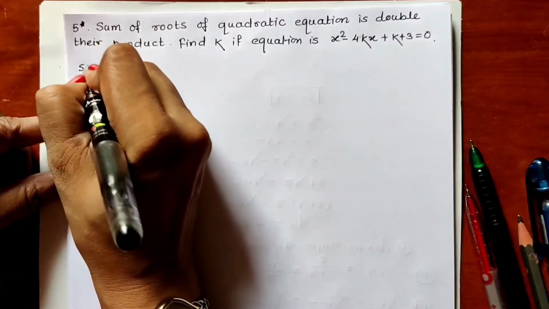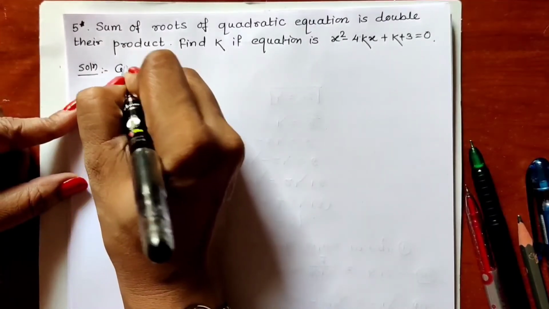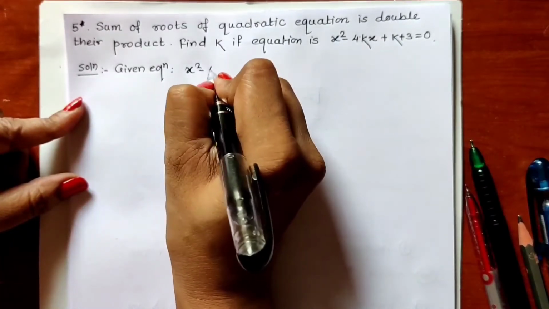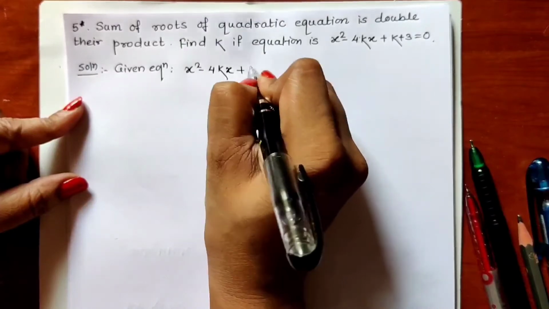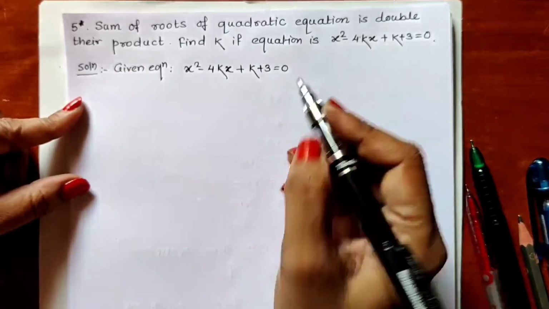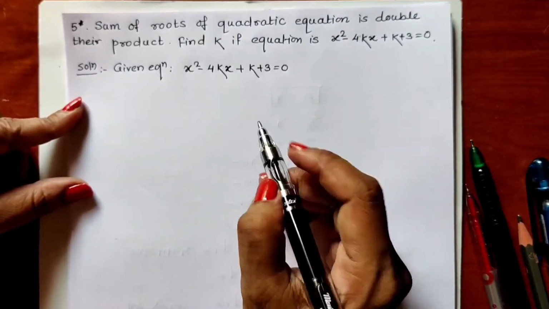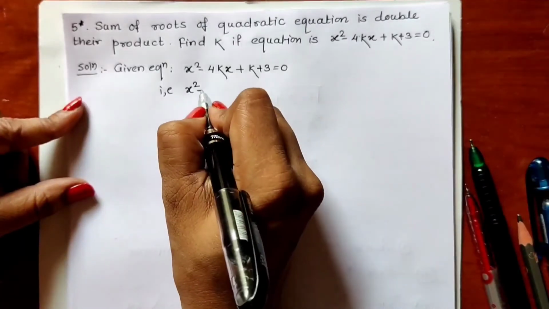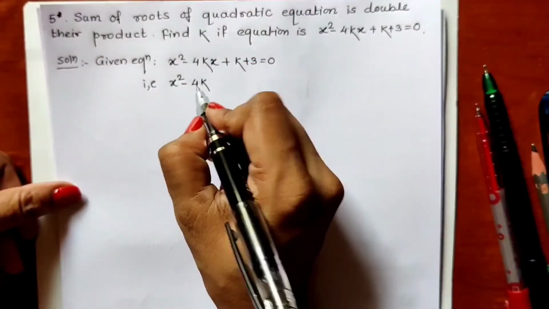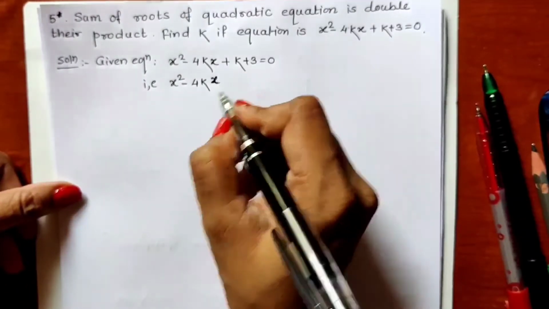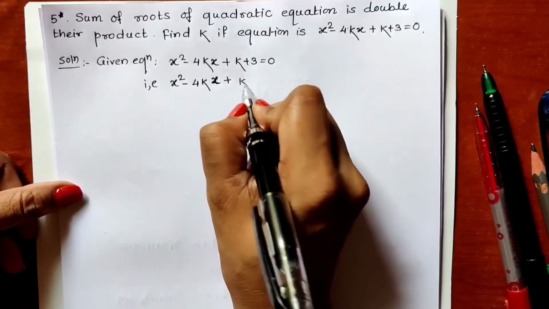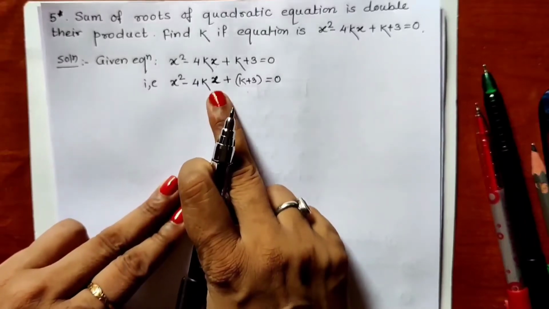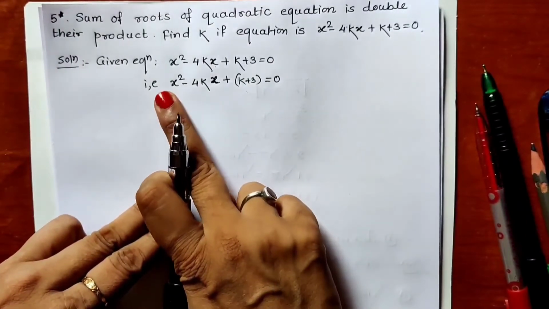We can start the solution by writing given equation. Given equation is x square minus 4kx plus k plus 3 is equal to 0. Let us see whether it is in the proper format. First term is x square, second term, that is x term coefficient, is minus 4k, and the constant term is k plus 3. This together is a constant term. Coefficient of x is minus 4k and x square coefficient is plus 1.